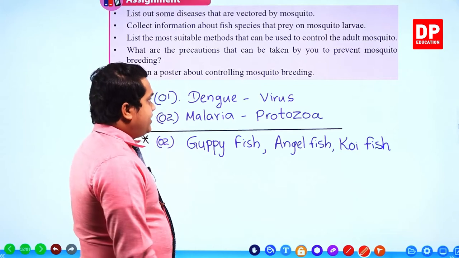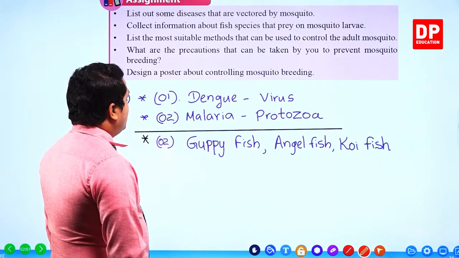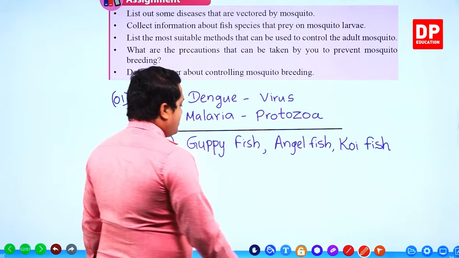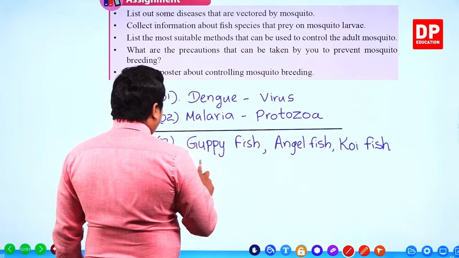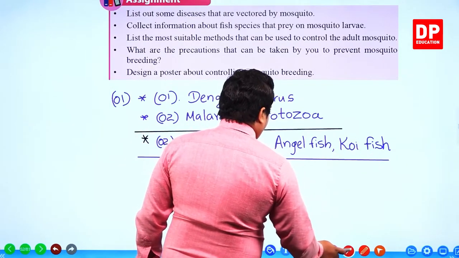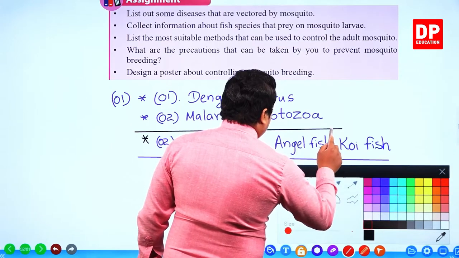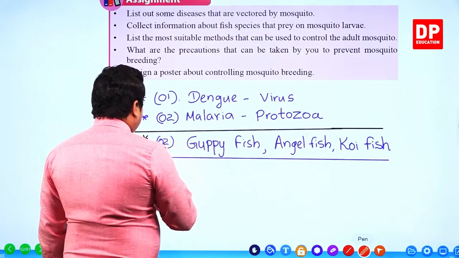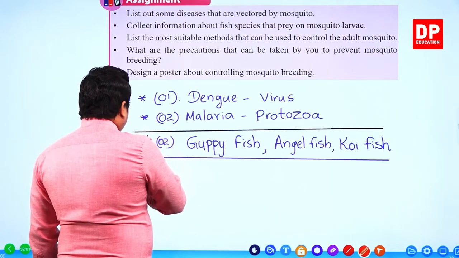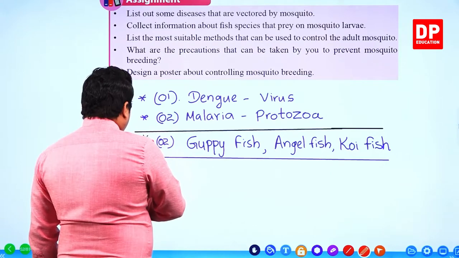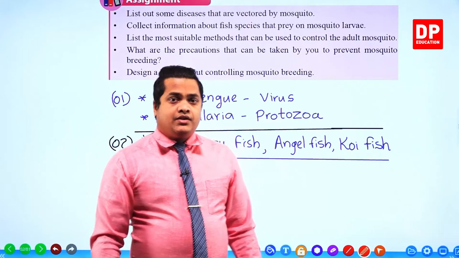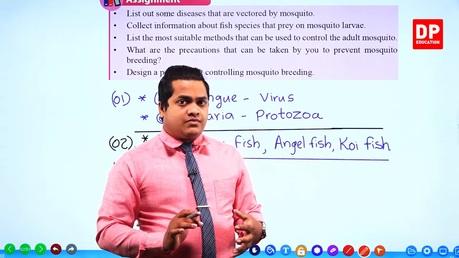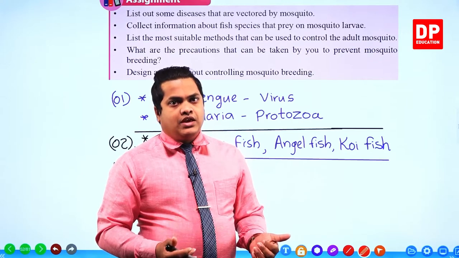Okay, then the next one. List the most suitable methods that can be used to control adult mosquito. So, control the adult mosquito. We need to control adult mosquito. My dear children, no matter adult or any other stage of life, okay? Mosquitoes are mosquitoes. So, you know that the spread or the population of adult mosquito can be controlled by destroying the mosquito larva.